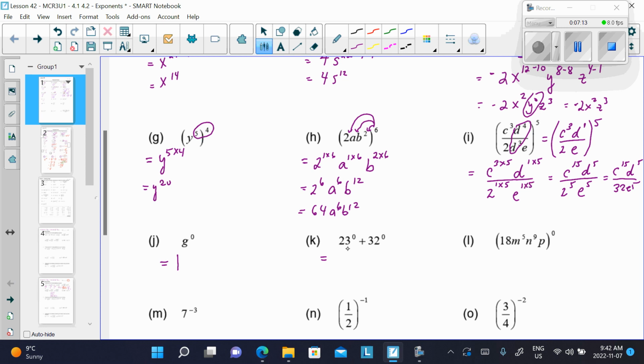K, same thing, 23 to the 0 is 1, 32 to the 0 is also 1. So this is going to give me 2. This entire base is to the exponent of 0, so that's going to be 1.